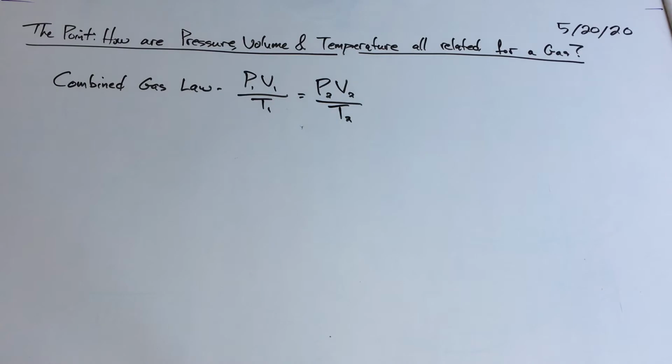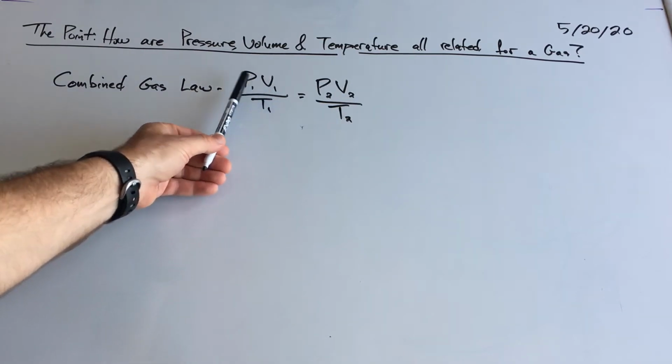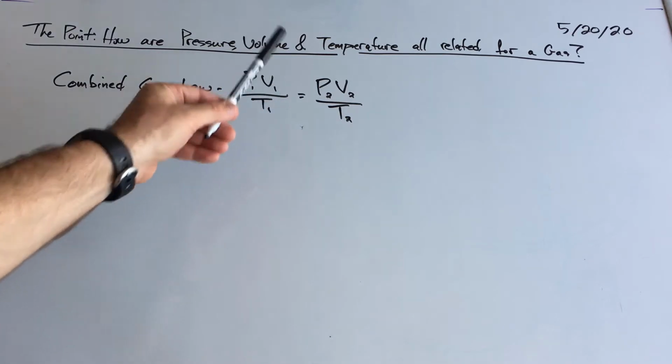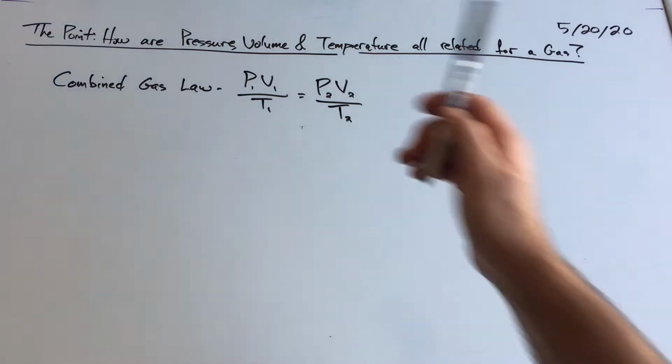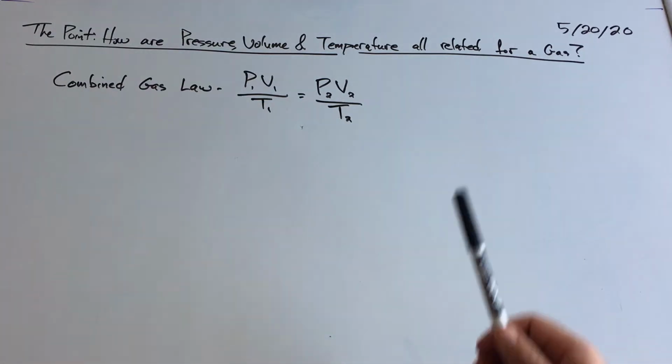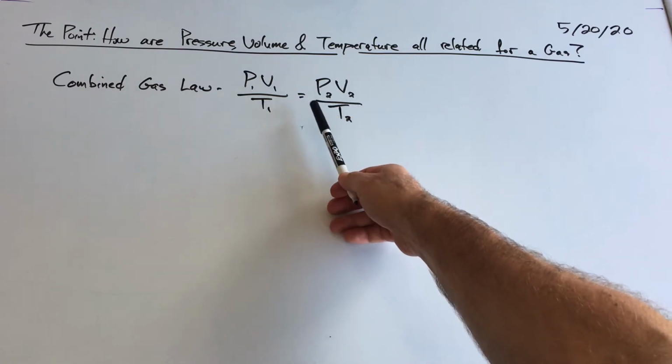So if you start with a gas and you know the initial pressure and you know the initial volume, you multiply those together and then you divide that by the initial temperature. Then something happens. It heats up. It goes into a bigger container. It changes, you drop it 10,000 feet under the sea.